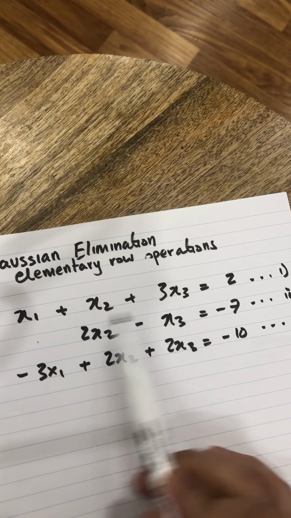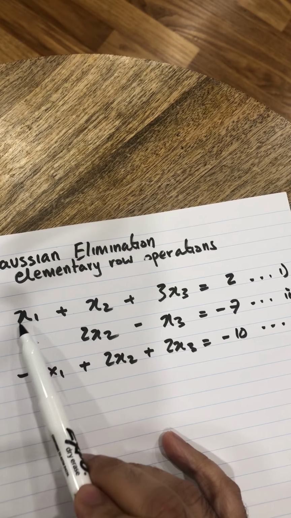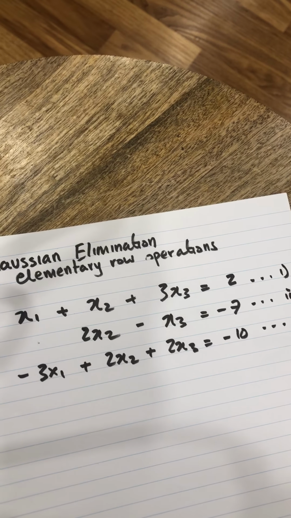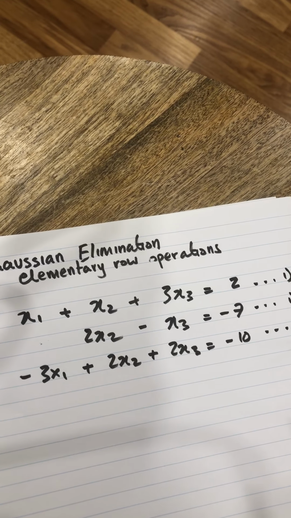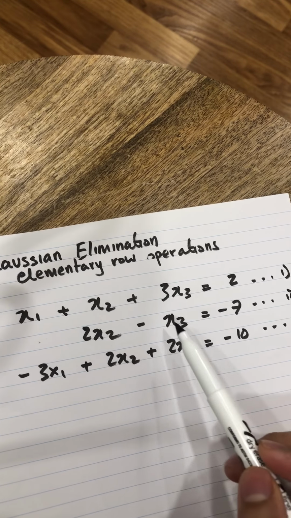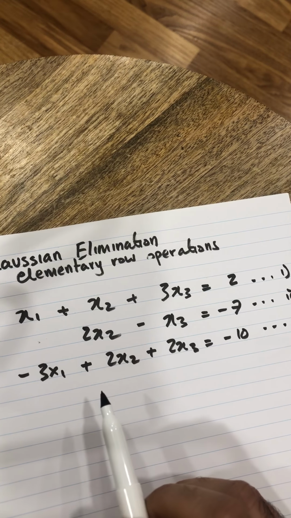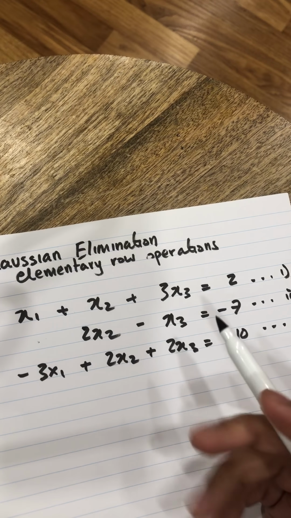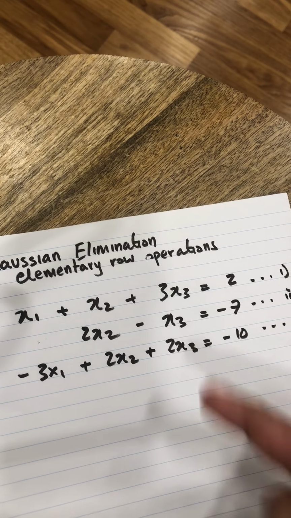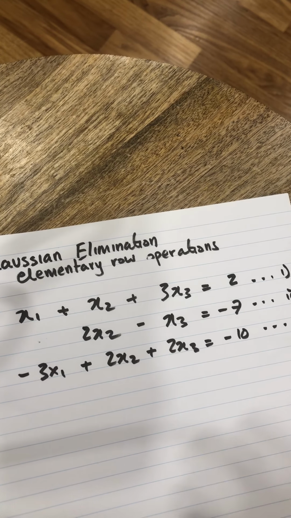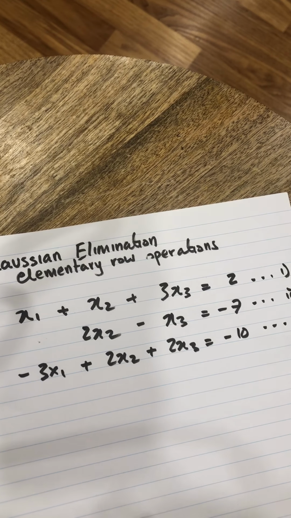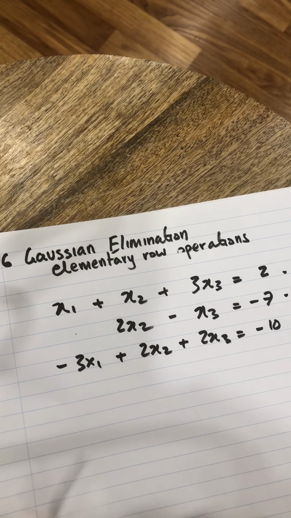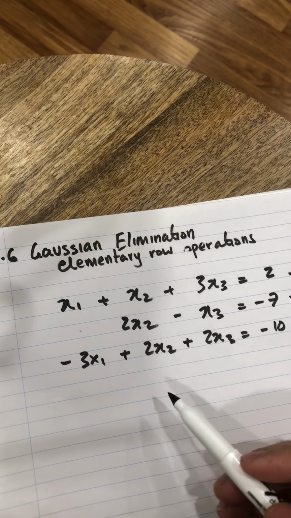Okay, so you're given these three equations, and there are three unknowns: x1, x2, and x3. What we're trying to do is use these three equations to find solutions for x1, x2, and x3. Typically we're used to working with two equations and two variables, right? And you can do the simultaneous substitution, and it's easy to solve for x1, x2. But what do you do when you have three equations with three unknowns?